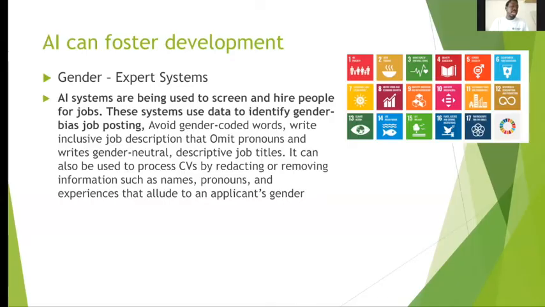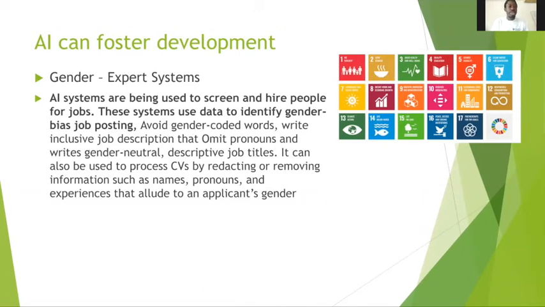Then gender is one issue also in low resource areas, because we realize from our research and most research that there's always a gender disparity. As much as this solution, this expert system is not really for low resource environments per se, it is an example of how AI can help with gender. So we actually have AI expert systems that screen and hire people for jobs as opposed to using a human being, because we know human beings can be biased when it comes to gender. Both male and female can be biased when it comes to gender.